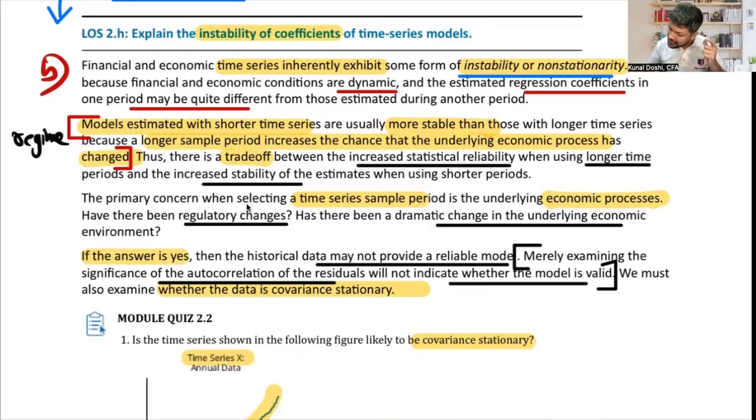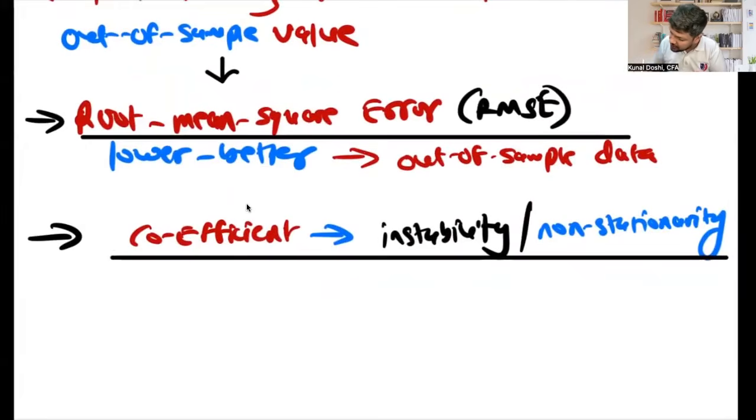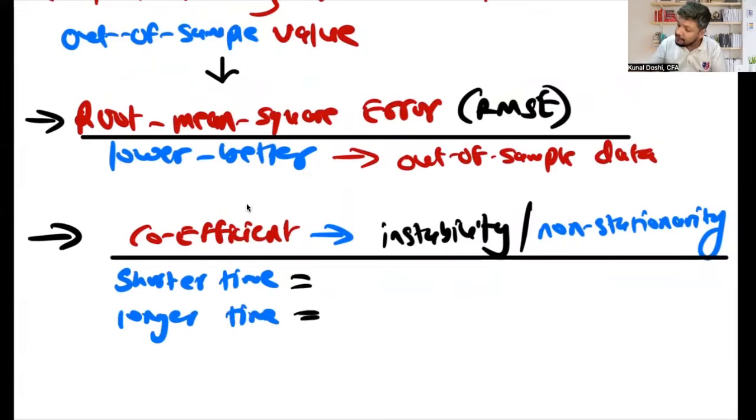So what is the conclusion under this? We need to check whether to use a shorter time period or a longer time period. A longer time period is good from the statistical point of view, but a shorter time period will have less instability. Shorter time period, less instability. It's good, correct? But the longer time period is good from the statistical point of view.